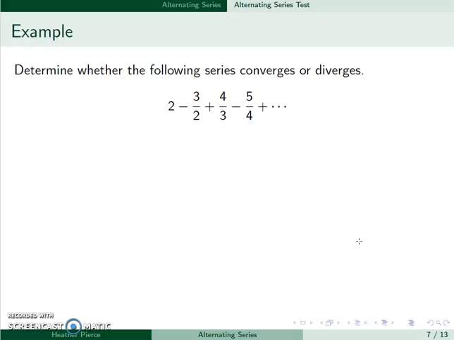Now let's look at this series: 2 minus 3 over 2 plus 4 over 3 minus 5 over 4, etc. If I look at my individual terms, I have 2. This is 1 1/2, 1 1/3, 1 1/4. You can see that my terms are getting smaller. So I do have that a sub k plus 1 is less than a sub k. So that condition is satisfied.